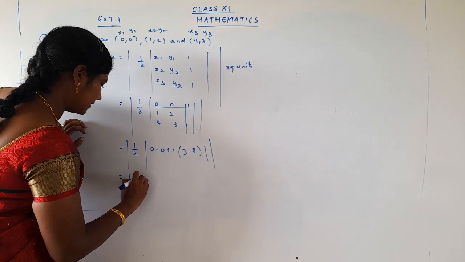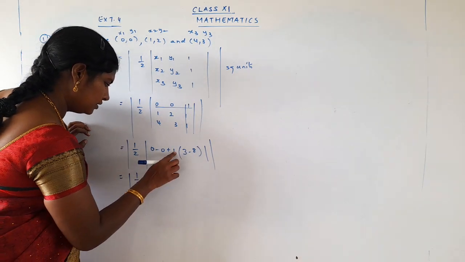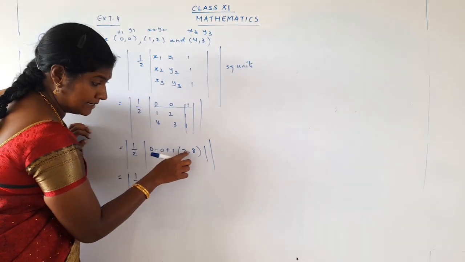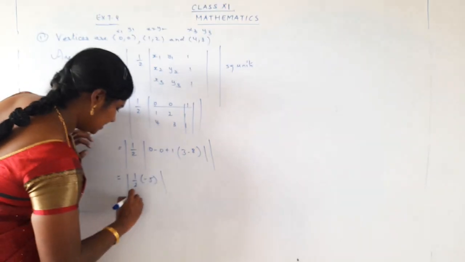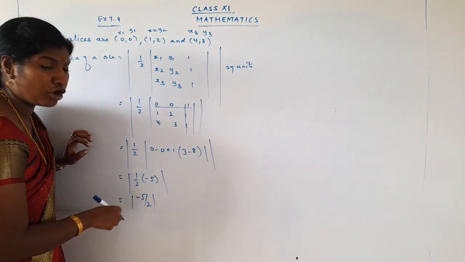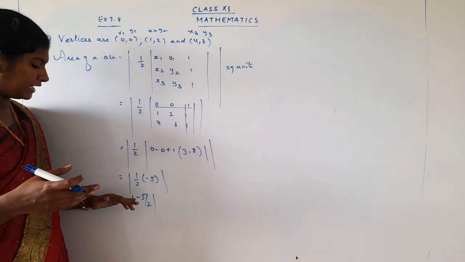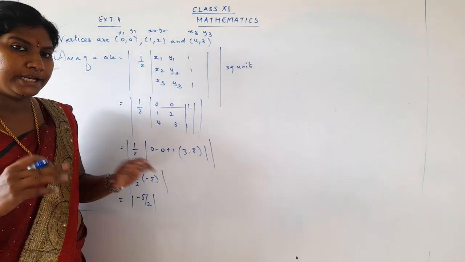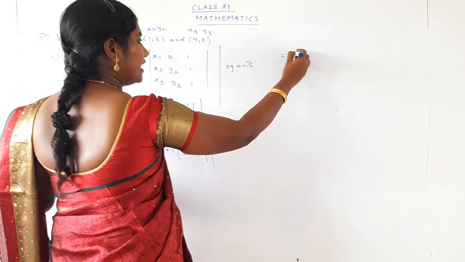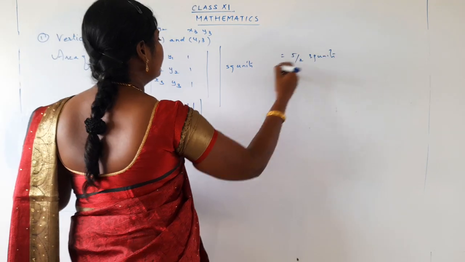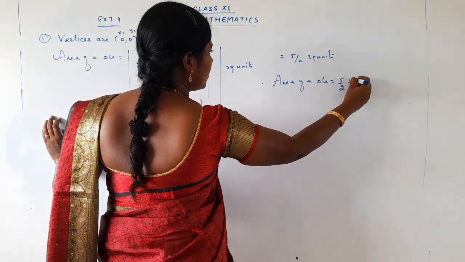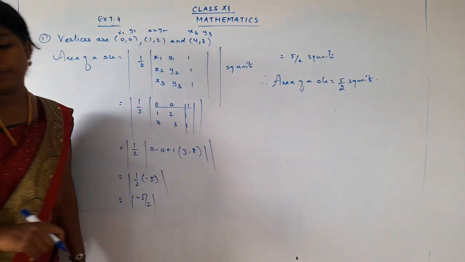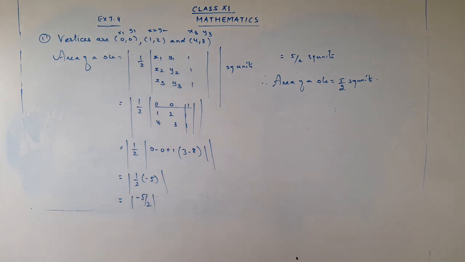This is equal to the modulus of half of 1 times 3 minus 8. 3 minus 8 is minus 5, so I get minus 5 by 2. I have told you the meaning of modulus is that you should get the answer as positive. If you take the value out of the modulus you will get a positive answer. So this is equal to 5 upon 2 square units. So we have found the area of the triangle: 5 upon 2 square units.